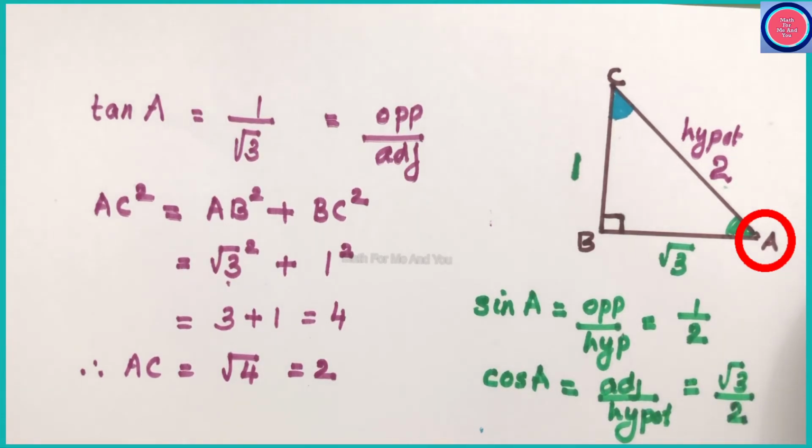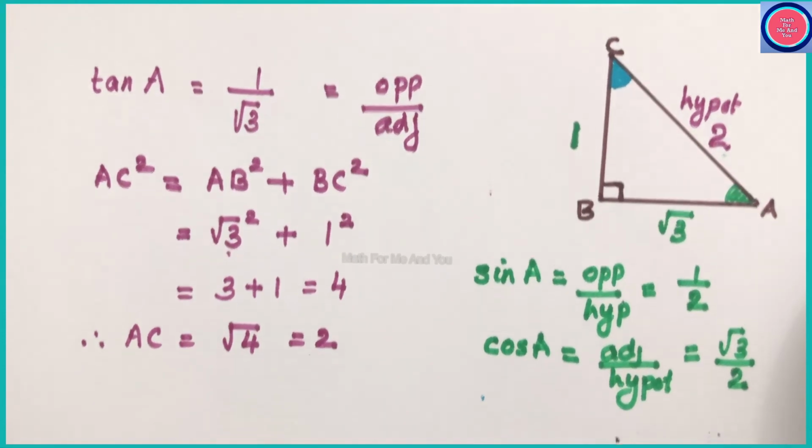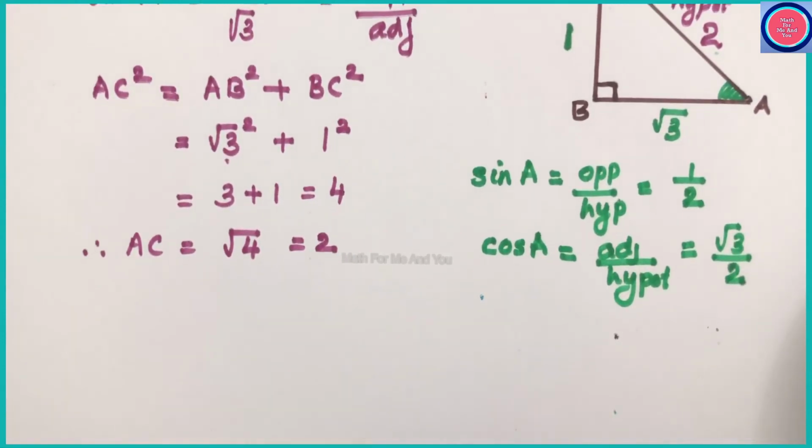Now we need the ratios sin C and cos C. For that, we have to consider the other acute angle, angle C. Look at its opposite side and adjacent side. According to angle C, the side AB is opposite to angle C and the side BC is adjacent to angle C. So the opposite side is root 3 and the adjacent side is 1. Now we can write sin C, that means opposite side to angle C divided by hypotenuse.